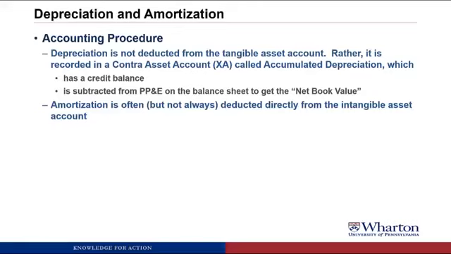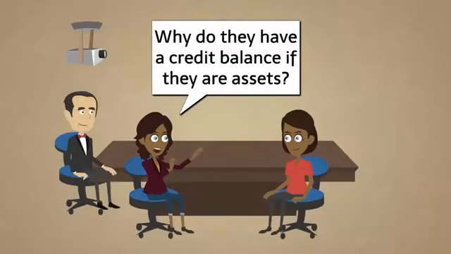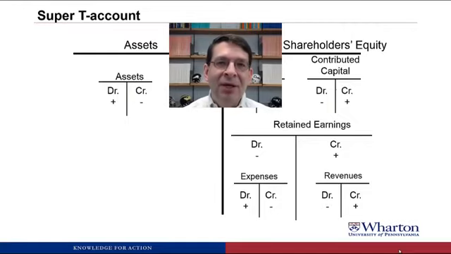asset account. Where do contra assets fit into the balance sheet equation? Why do they have a credit balance if they are assets? I admit that it's hard to get your head around this notion of a contra account. Let me pull up the Super T account to show you where a contra asset sits on the balance sheet. So the contra asset is on the asset side of the balance sheet, but it has a credit balance. That means an increase in a contra asset would reduce total assets.